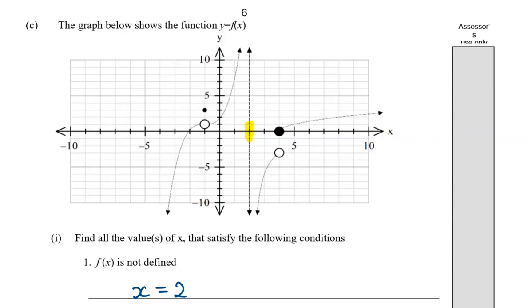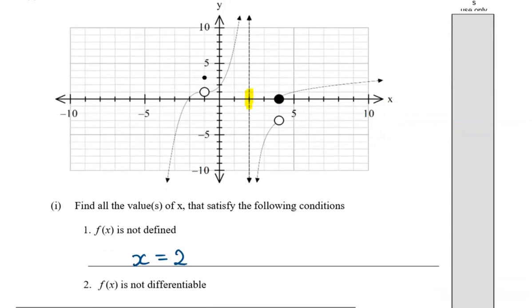So even where there's breaks in the graph, like when x is 4, you can see that that is defined. It's got a filled in circle there. Same for when x is minus 1. We've got this circle up here that shows us that that's the value it would take.